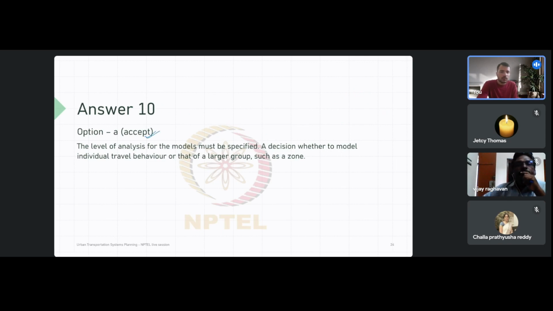So the level of analysis for the models must be specified. A decision whether to model individual travel behavior or that of a larger group, such as a zone. So at what level we want to formulate the model is decided in the stage of specification.